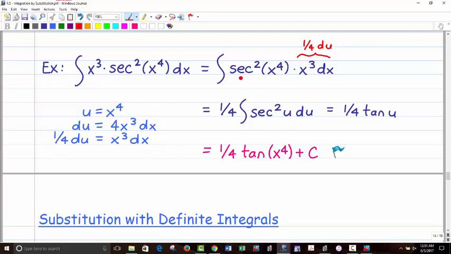And we got 1/4 sec squared u du. And that's just straight up 1/4 tangent of u. So that's where knowing the antiderivative of sec squared would be tangent. And then we have 1/4 tan of x to the 4th plus c. Okay, so I don't think that one was too bad once you kind of get the hang of this.